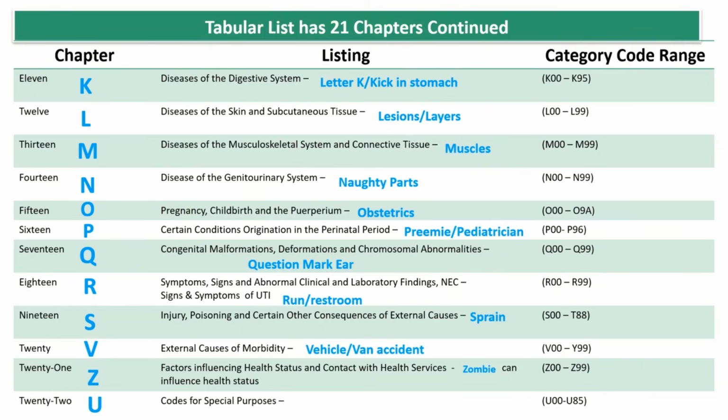And finally, Chapter 22, these are codes for special purposes. U00 through U85. When we think of U codes, we think of ugly stuff. And that doggone COVID is in the ugly stuff category.